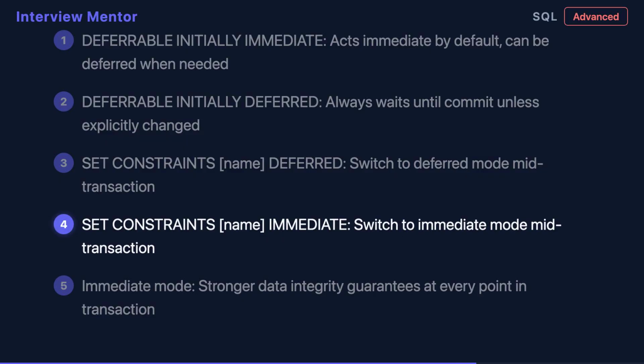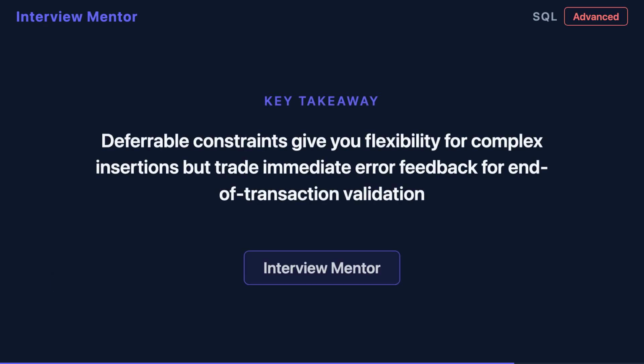Immediate constraints provide stronger guarantees. Your data is always valid at every point in the transaction, reducing the risk of partial invalid state. Deferrable constraints give you flexibility for complex insertions, but trade immediate error feedback for end-of-transaction validation. Choose immediate for data integrity, deferrable for circular dependencies.